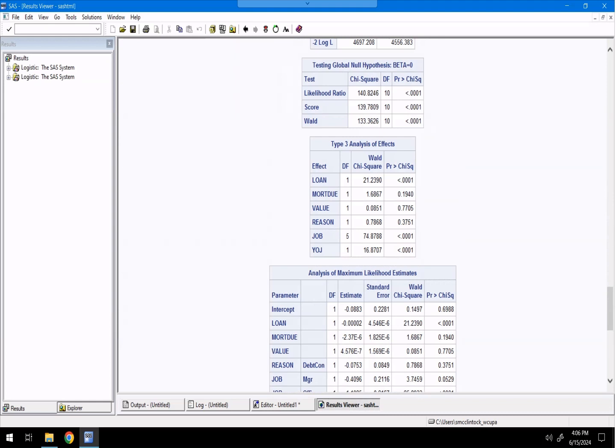So based on the information presented, right, the next step would be what? We would probably be implementing a backwards modeling approach. So we would remove the variable with the largest p-value, right? So in this case, we would remove the value variable and we would rerun our model. I'll talk about some easier ways of doing that in a few slides.